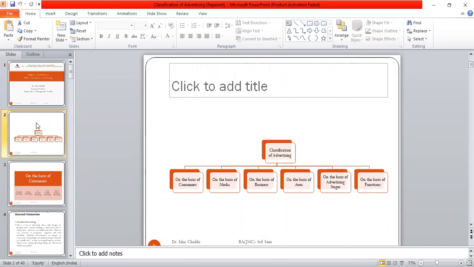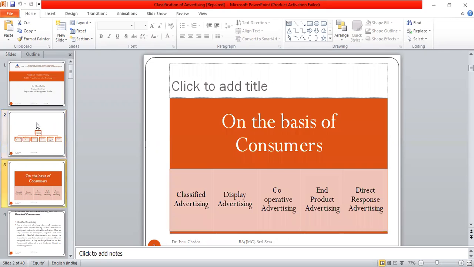The first one is on the basis of consumers. The second one is on the basis of media. The third is on the basis of business. The fourth one is on the basis of area. The fifth one is on the basis of advertising stages, and the last one is on the basis of function. Let's discuss the first one, on the basis of consumer.